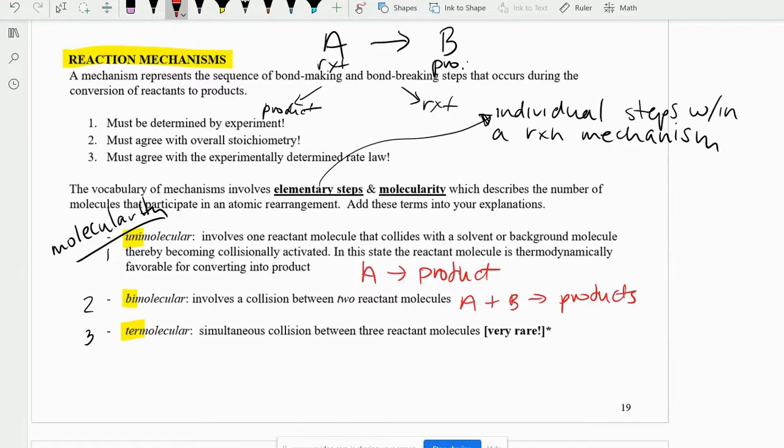And then in a rare case, you would have a termolecular elementary step. This molecularity defines the collision between three reactant molecules. Again, these are rare. I don't anticipate that you'll see them in AP chemistry, but they do exist. If I had to write a generic reaction that would represent this elementary step, it would be what I just wrote on the screen.